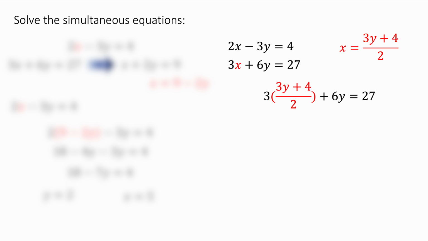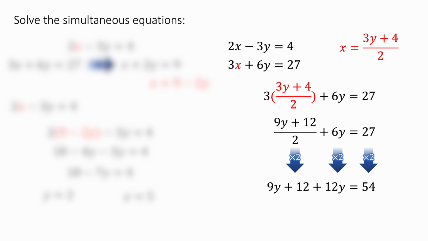Like this. Now, I have to deal with that equation there, and it's quite difficult. I'm going to multiply out the brackets, 3 times 3y plus 3 times 4. I'm going to multiply everything by 2, because I've got to divide by 2 in that disgusting fraction, I want to multiply by 2 to get rid of it. Well, the times by 2 and divide by 2 cancel out. I get 9y plus 12. 6y times 2 is 12y. 27 times 2 is 54. I really want to draw your attention to 9y plus 12 divided by 2 times 2 is just 9y plus 12.